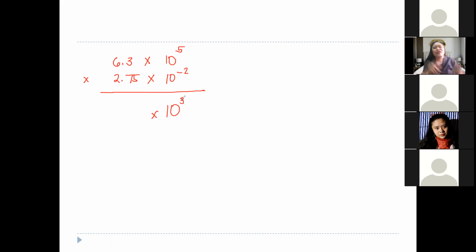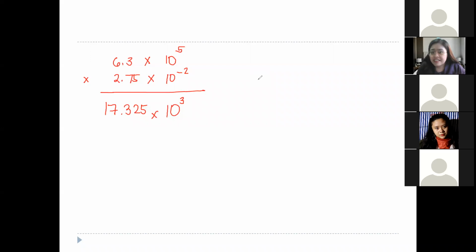Yes po, ma'am. Okay, so that's for the exponent. Again, for the exponent class, you just copy the times 10, but for the exponent itself, you have to add the both of them. So 5 plus negative 2, that is positive 3. And then after that, let us multiply the capital letter N. So 6.3 times 2.75. Again, you can use your calculator here, whether it's simple or a scientific calculator. So 6.3 times 2.75 is 17.325. So this is again 17.325 times 10 raised to the power of 3.